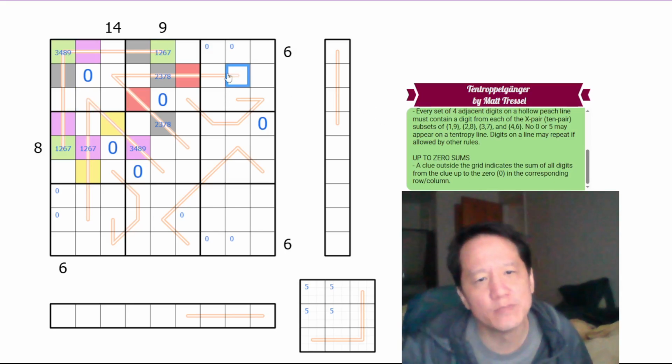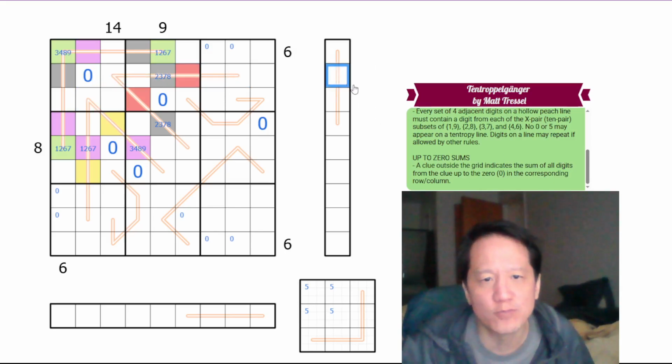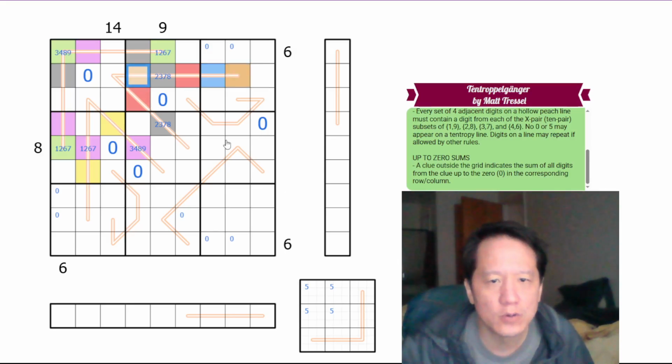Oh, hold up. We have more information, at least for row 2. So say we had this orange and blue, right? Orange, blue, orange, blue, orange. We have to be missing a Tentroppelgänger cell in row 2. And we have 2 blues, 2 oranges, and 2 mediums. So this must be red that's missing, which is the same digit as that.